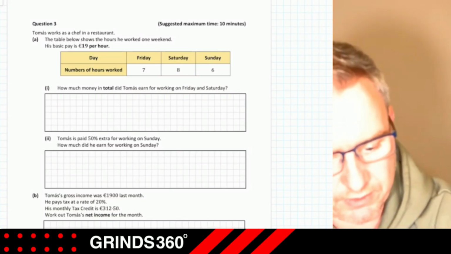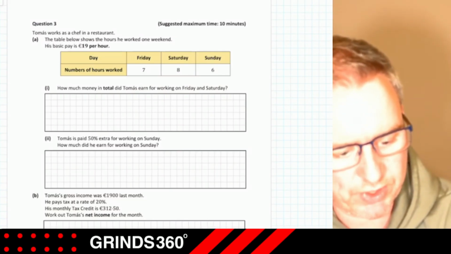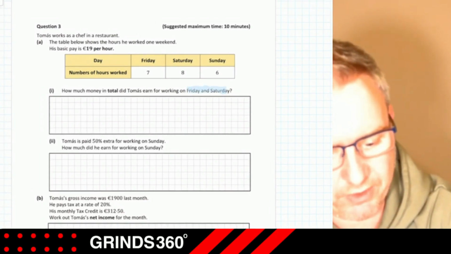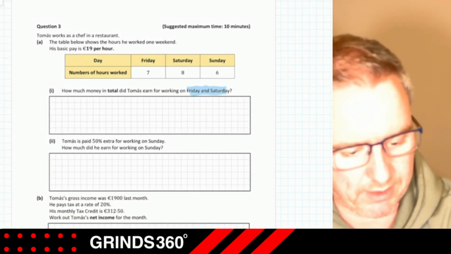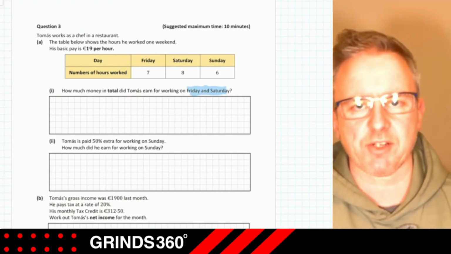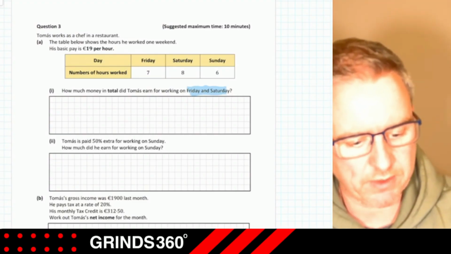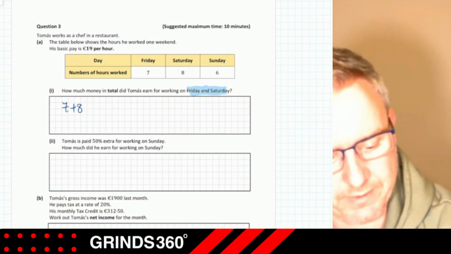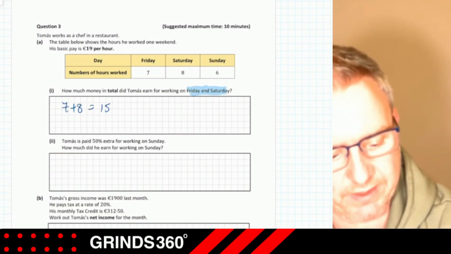So what I would do is use a highlighter. It says, how much in total did Tomas earn for working? And it's Friday and Saturday. So make sure you're answering the correct thing. Lay out your work so your examiner can give you the partial credits as you go through it. So you're saying Friday and Saturday. Get the number of hours written down first. So you're 7 plus 8, so you're saying 15 hours worked.